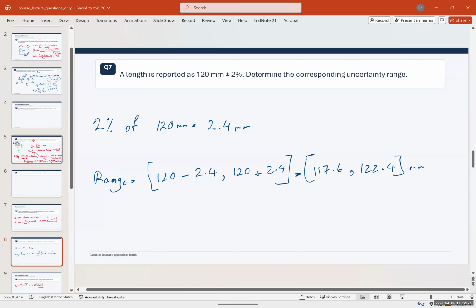Okay, that's it for the review session. That concludes the review session. Fortunately, we were able to solve a majority of problems.